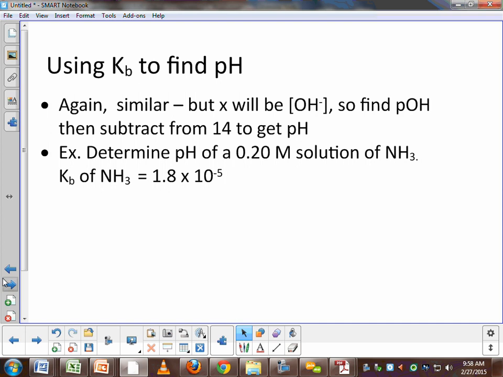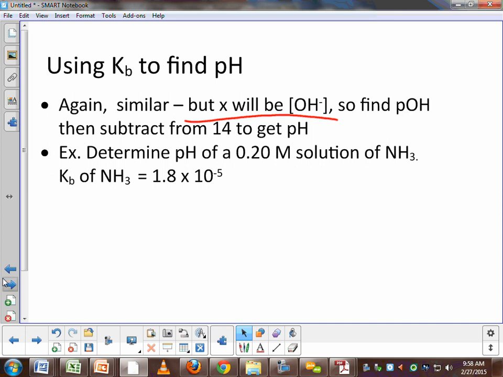The few things to sort of note: when you're doing Kb problems, X is not going to be H+, X is going to be hydroxide, because based on the reaction that you're writing, which you'll see in a second. So you have to be aware of that if you're looking for pH, which you probably are. It's much more common to get asked about pH, even for a base problem, than it is to get asked for straight up pOH. So you have to be mindful that your X is no longer representing the hydrogen concentration at equilibrium, but the hydroxide concentration at equilibrium.